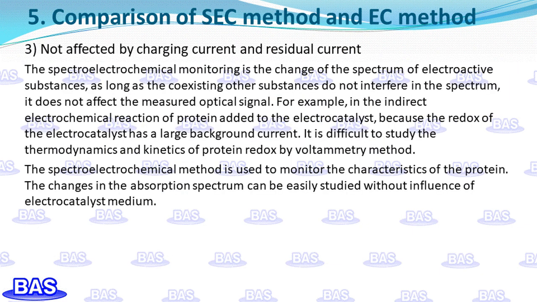Third, it is unaffected by charging and residual current. Spectroelectrochemical monitoring is the change in the spectrum of an electroactive substance. It has no effect on the measured optical signal, as long as other coexisting materials do not interfere with the spectrum. For example, in an indirect electrochemical reaction of a protein with an added electrocatalyst, the redox of the catalyst has a large background current. Voltammetric studies of the thermodynamics and dynamics of protein redox are difficult. Monitor protein properties using spectroelectrochemical methods. The change in absorption spectrum is studied without influence of the electrocatalyst medium.